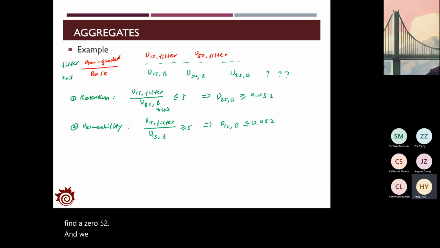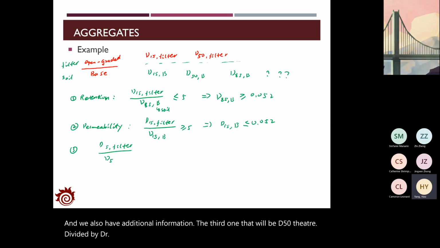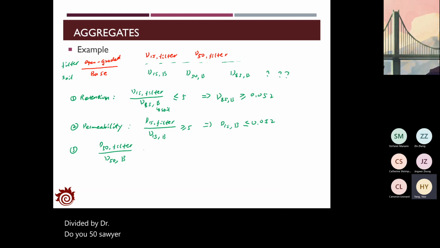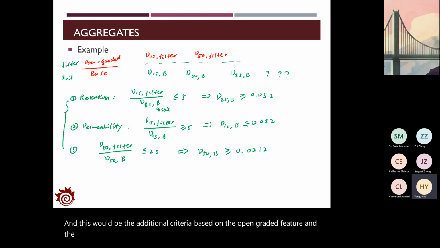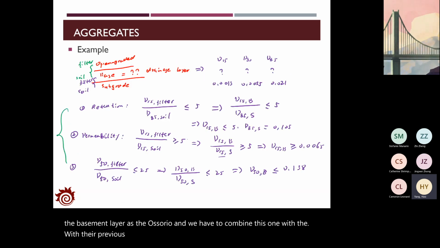And we also have additional information. The third one will be D50 filter divided by D50 soil, which is the base, smaller than 25, and you get the result D50 base larger than 0.0212. And this would be the additional criterion based on the open graded filter and the base layer as the soil. And we have to combine this one with the previous results with these three criteria.